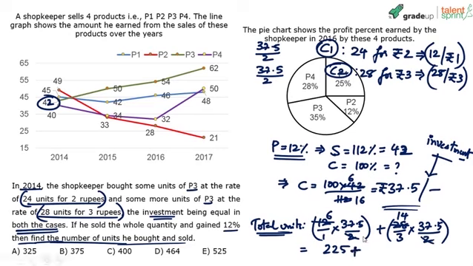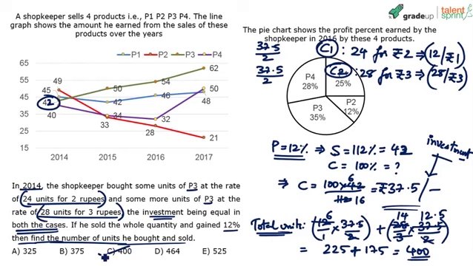Now if you want 37.5 by 3, actually can be taken as 12.5. 37.5 by 3 is 12.5. 12.5 into 14. 12 into 14 is 168. 0.5 into 14 is 7. 168 plus 7 is 175. So 225 plus 175 will give you 400. That's the final answer. 400 is the final answer.